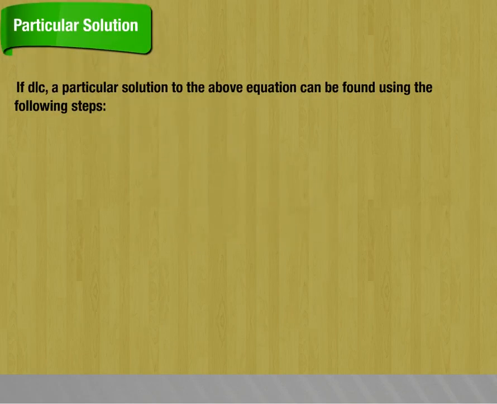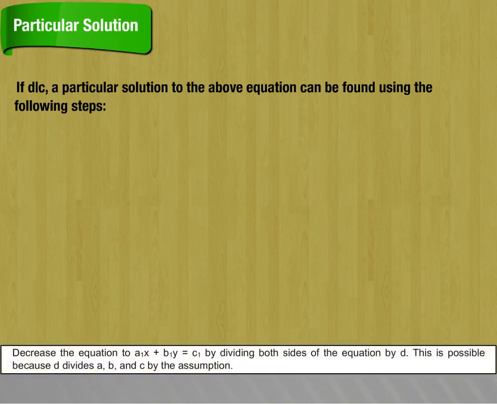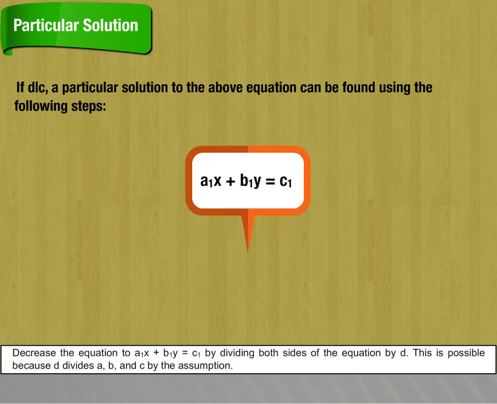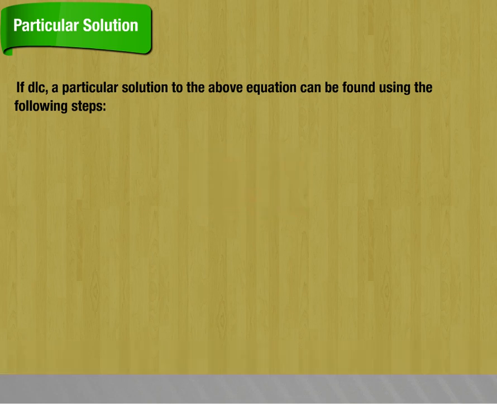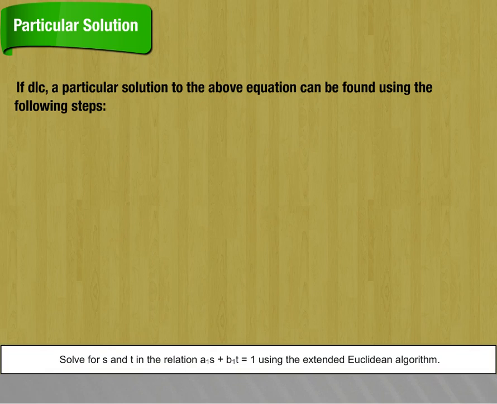If D divides C, a particular solution to the above equation can be found using the following steps. Reduce the equation to a1x plus b1y is equal to c1 by dividing both sides of the equation by D. This is possible because D divides a, b and c by the assumption. Solve for s and t in the relation a1s plus b1t is equal to 1 using the extended Euclidean algorithm. The particular solution can be found.